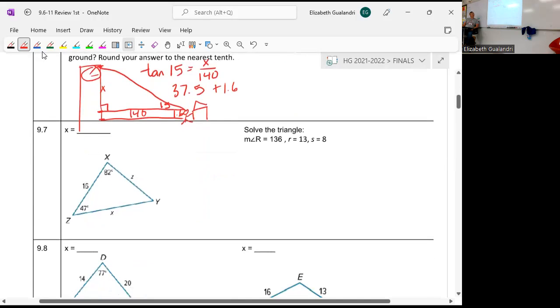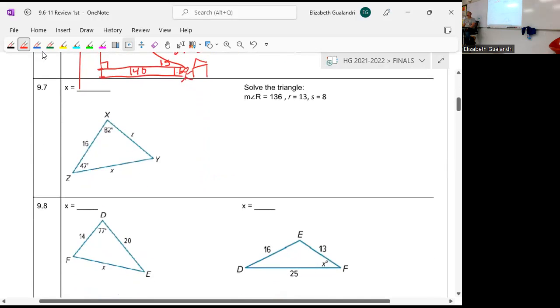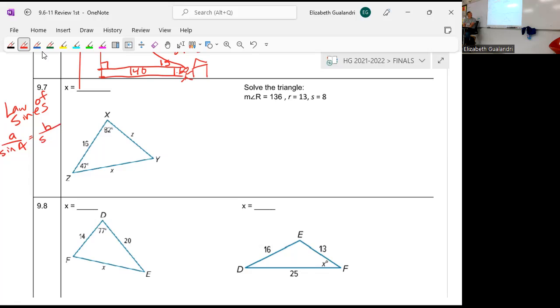Okay, 9.7, we talked about the law of sines. So write whatever you want, but the law of sines. You can do this in either order, but it says that the sine of angle A over a is equal to the sine of angle B over b. If you wanted to, you can flip them over, you can do a over the sine of A. Any of those things are fine, but you can set up a proportion.